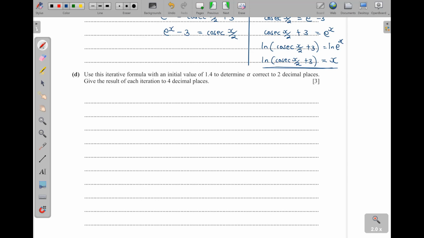Part D. Use this iterative formula with an initial value of 1.4. Determine alpha correct to 2 decimal places. Give the result of each iteration to 4 decimal places.